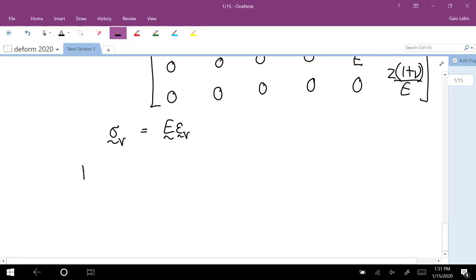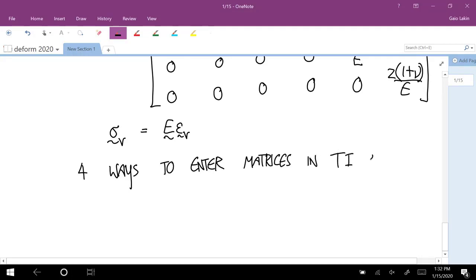So there are 4 ways to enter matrices in TI calculators. And if you don't have a TI calculator, we can figure it out. I'm sure it's very similar.